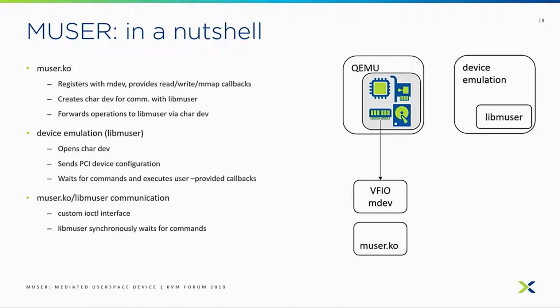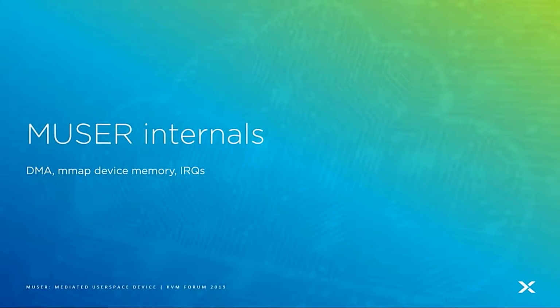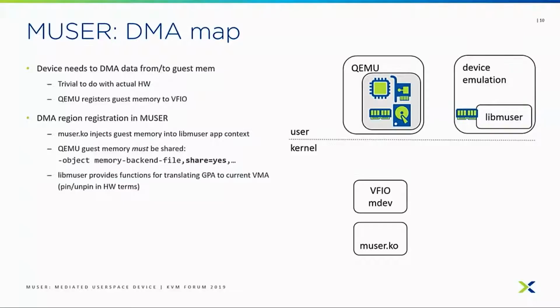So now let us have a look at a generic command workflow in muser. QEMU calls into vfio mdev and passes some command. Then this command is passed further down to muser.ko. Then muser.ko passes this command to libmuser, and depending upon the command type, libmuser calls into device emulation, and then device emulation can implement its own logic there. In order to emulate a device, some main functionality needs to be supported: DMA, mapping device memory, and interrupts. Now we will look in detail at how muser handles all these main functionalities.